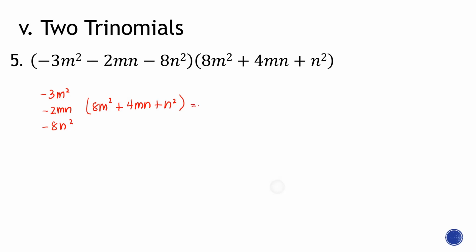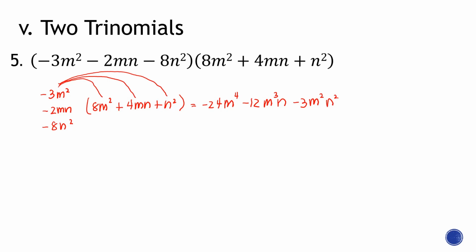Now let's multiply each of the three terms here on the left to our trinomial. Let's begin with this. Negative 3 times 8 is equal to negative 24. M squared times m squared is equal to m raised to 4. We just need to add the exponents. And then these two terms, that's negative 12. Right? Negative 3 times 4 is negative 12. M squared times m is m raised to 3. There's an n there, so you just need to include that. And then these two terms, that's negative 3 m squared n squared.